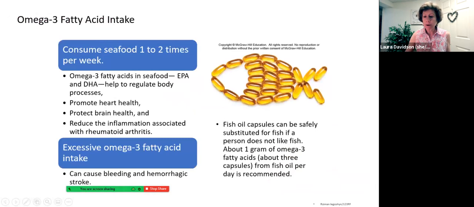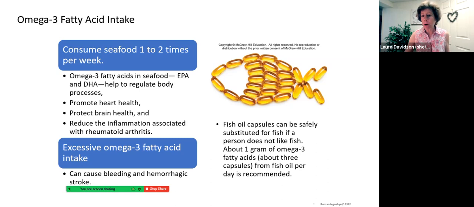Okay. When we're talking about positive changes and healthful fatty acids, we can't avoid talking about the omega-3 fatty acids. The recommendation is to consume seafood 1 to 2 times per week. These omega-3s promote heart health and brain health. They decrease inflammation. The one thing they also do is they can thin your blood. So you have to be careful about excessive intake, primarily through supplements more than food sources. But you do have to be careful of that, especially if you're taking other substances which can thin your blood.